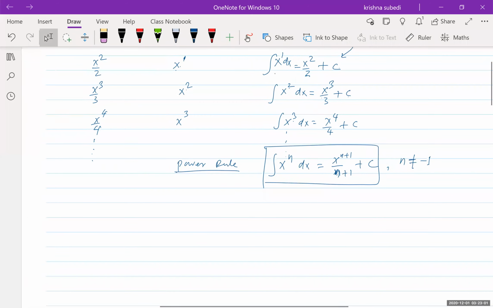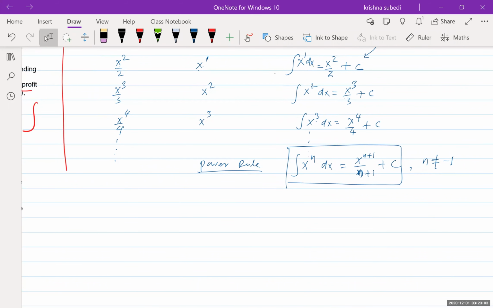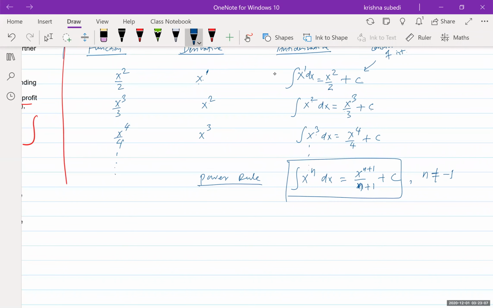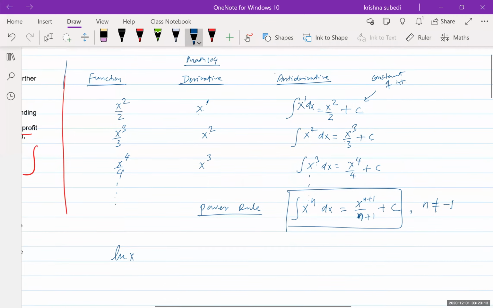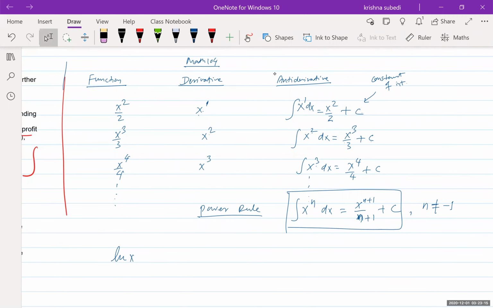Now here is a formula making process you already know. Let's do a few more. Let's say your function is ln x. All right, what is the derivative? 1 over x. Okay, or you can say x power negative 1. That is your derivative.